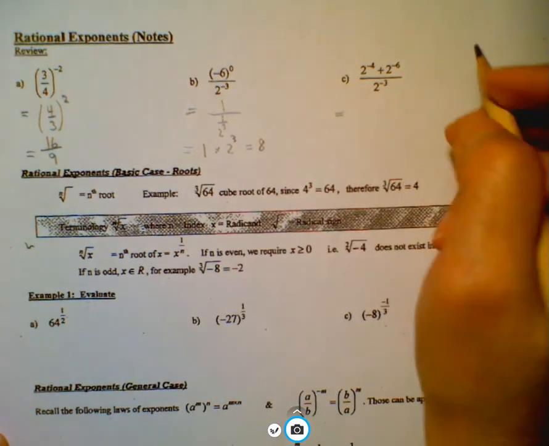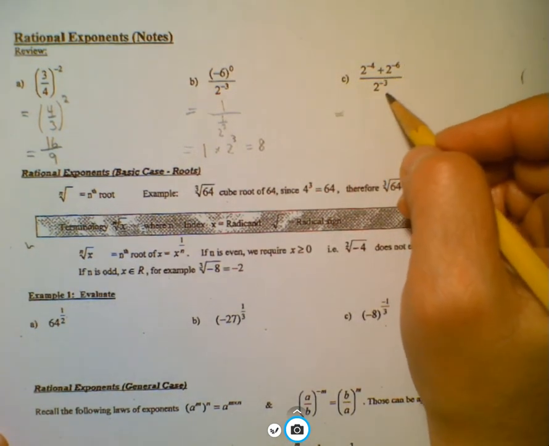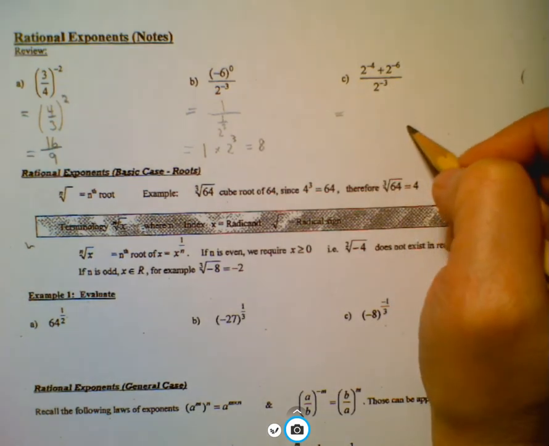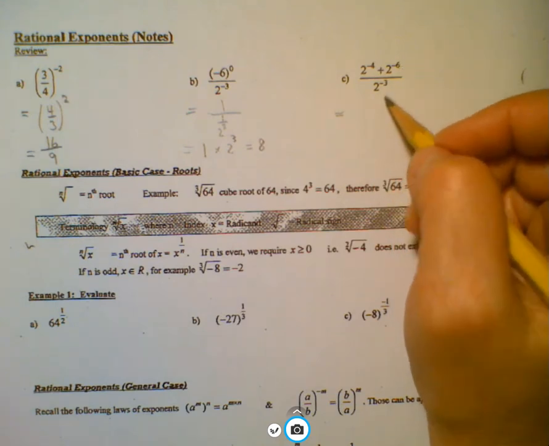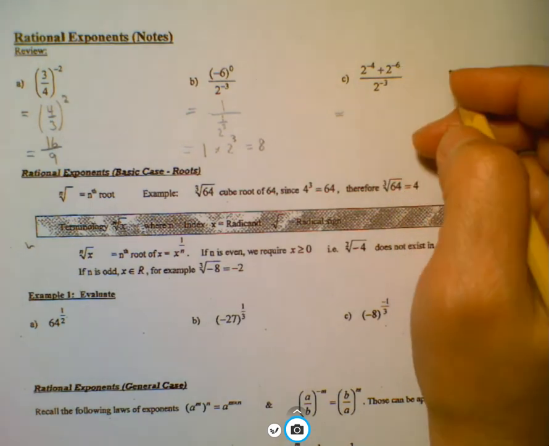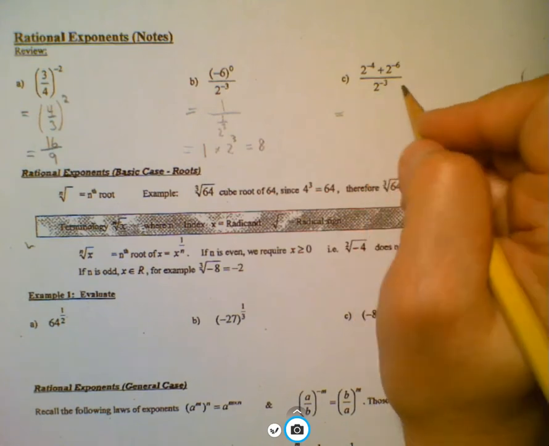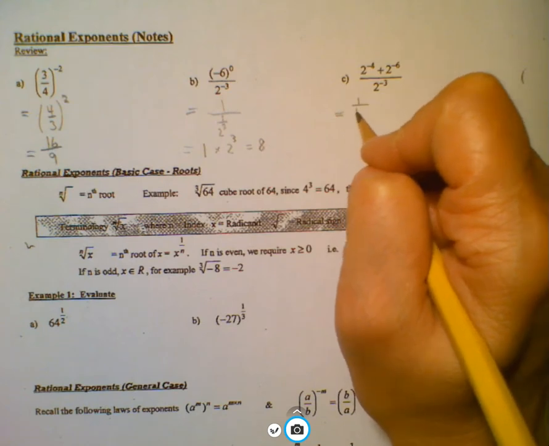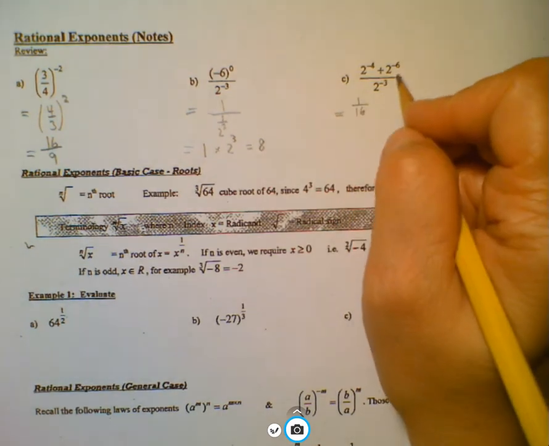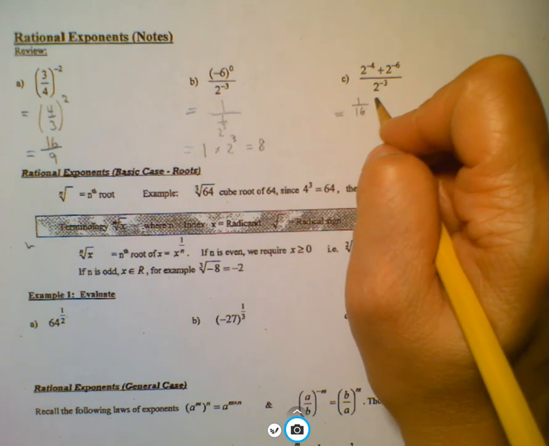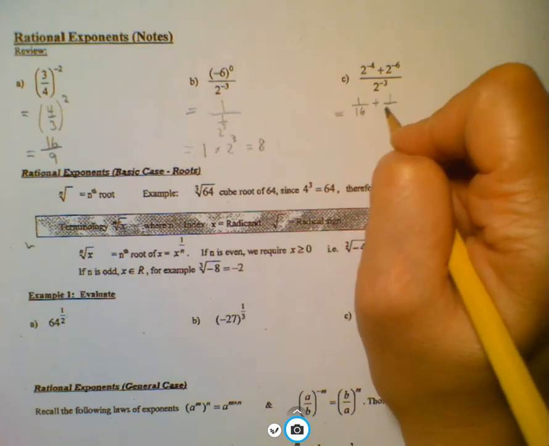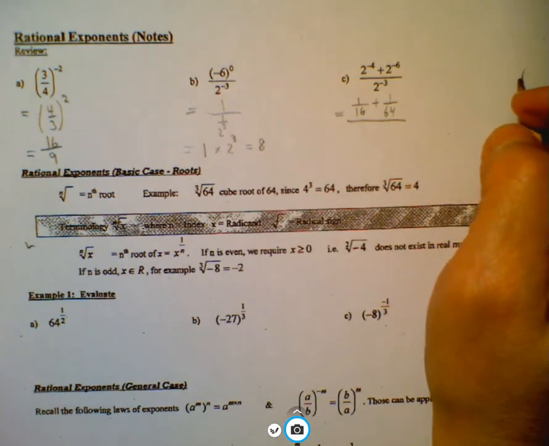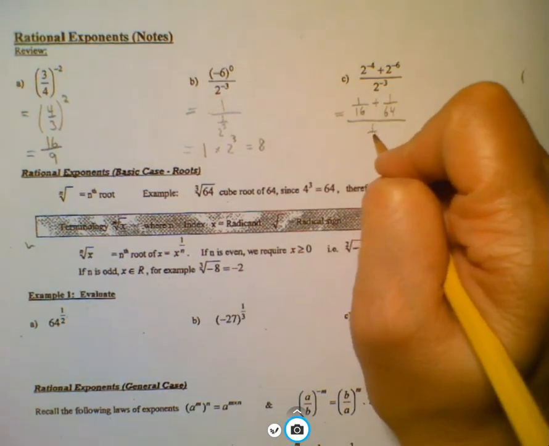Okay, this one over here, 2 to the -4 plus 2 to the -6 divided by 2 to the -3. There's not a whole lot I can do. I cannot reduce by 2's. Can't do that because they're bases in power. So I can convert everything to fractions. So 2 to the -4 is 1 over 2 to the +4, which is 1 over 16. 2 to the -6 is 1 over 2 to the +6, so 1 over 64. 2 to the -3 is 1 over 2 to the +3, so that's 1 over 8.